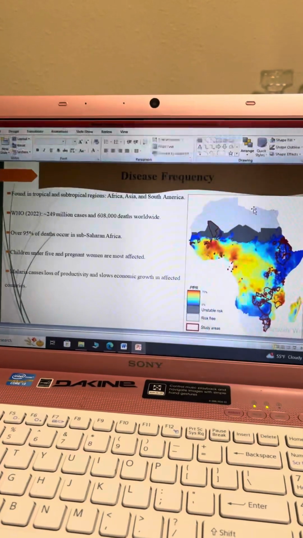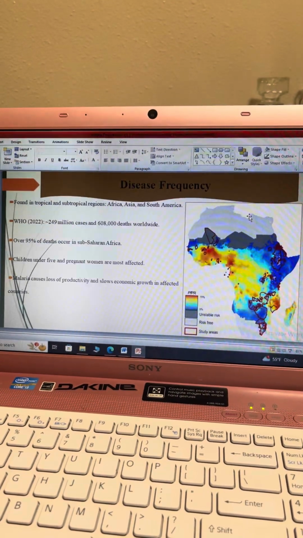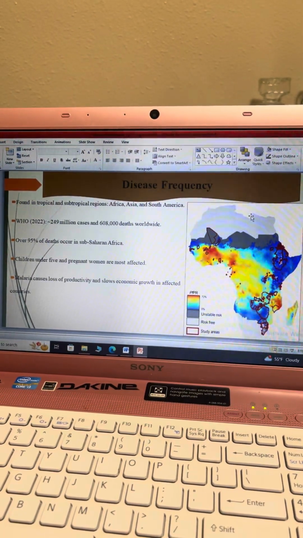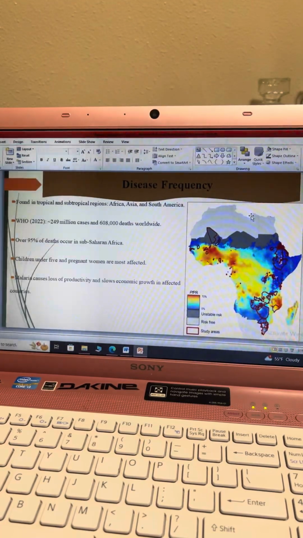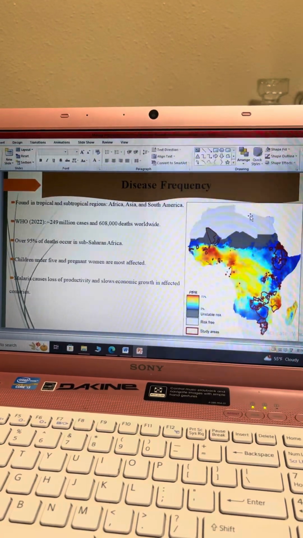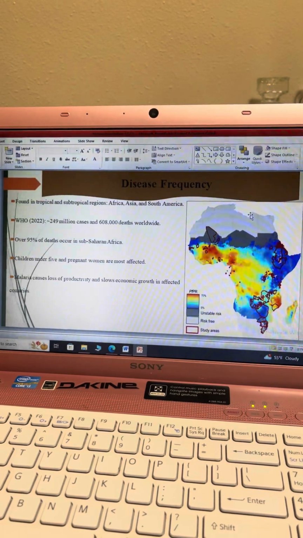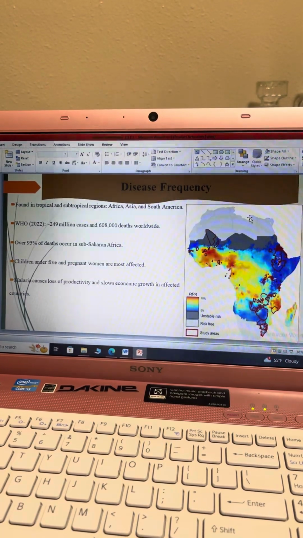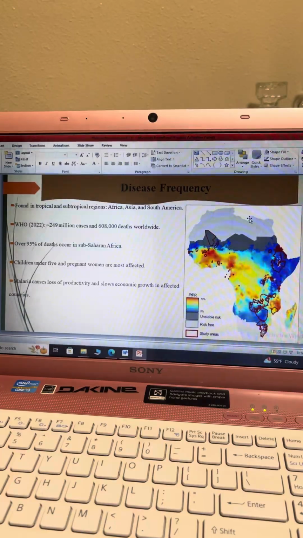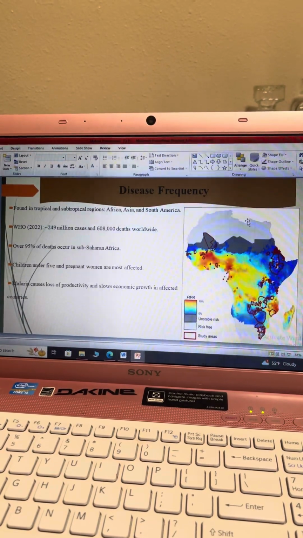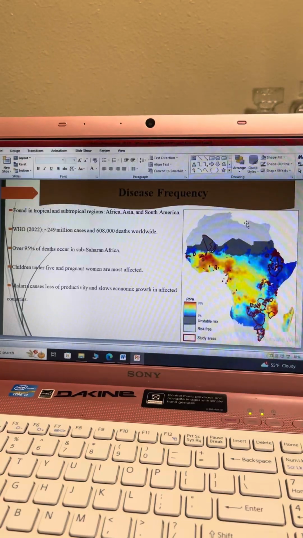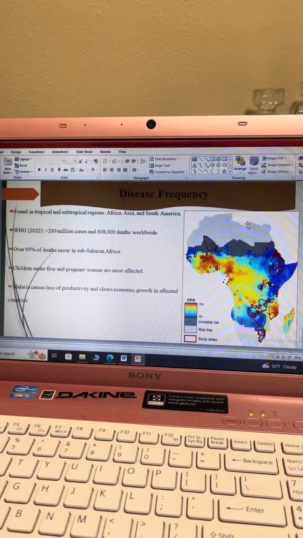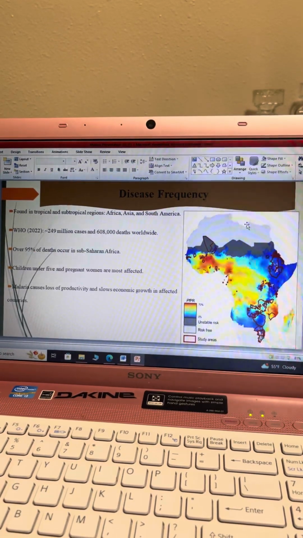Disease frequency. It is found in tropical and subtropical regions, in Africa, Asia, and South America. According to the World Health Organization, 2022, 249 million cases and 608,000 deaths were reported worldwide. Over 95% of these deaths occur in sub-Saharan Africa. The most affected are children under 5 and pregnant women. Malaria causes loss of productivity and slows economic growth in affected countries.